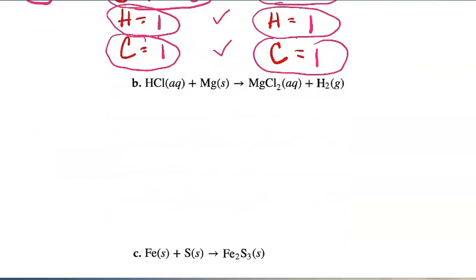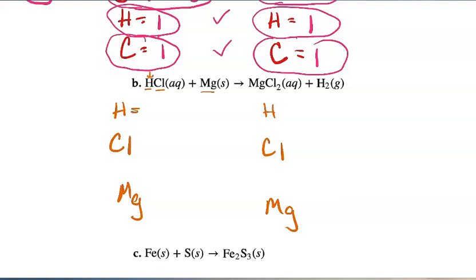Okay, the next one, we're going to do the same thing. We're looking for all the different elements inside our reactants. So we have hydrogen, chlorine, and I'm just going down the line. Hydrogen, chlorine, magnesium. Then we do the same thing over here. We have hydrogen, chlorine, and magnesium. You will always have the same elements on the reactants as the products. So over here I have hydrogen, I have one. Chlorine, I have one. Magnesium, I have one.